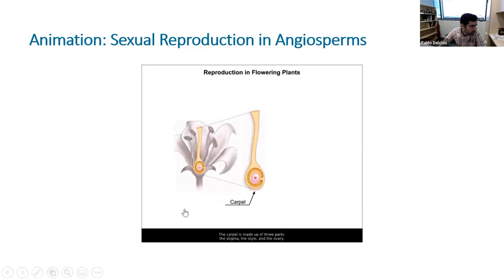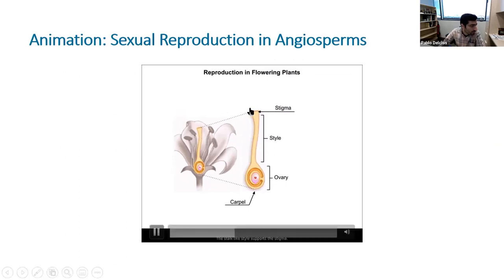The carpel is made up of 3 parts: the stigma, the style, and the ovary. A carpel may contain more than 1 ovary. The stigma at the top of the carpel is specialized for receiving pollen. The stalk-like style supports the stigma. At the base of the carpel is the enlarged ovary. The ovary contains developing ovules. After fertilization, the ovary becomes the fruit.